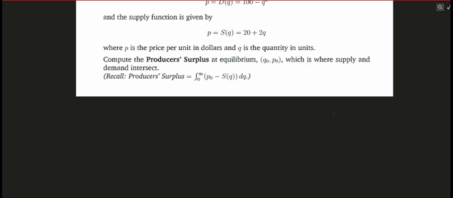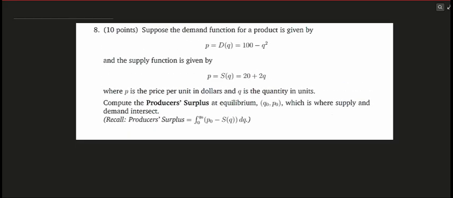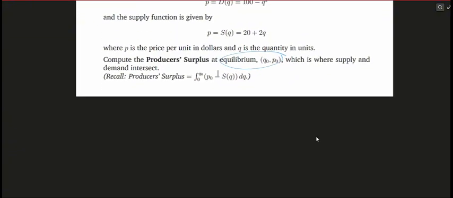And recall, the producer surplus formula is this integral: the integral from 0 to Q sub 0 of P sub 0 minus S of Q dQ. Okay. The first part of this problem is to actually find the equilibrium point, find where supply and demand actually intersect. That's always the first step in this type of problem, which will show up on the exam with different numbers. So first step is to find the equilibrium point.